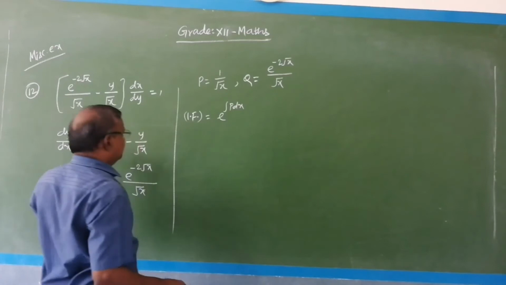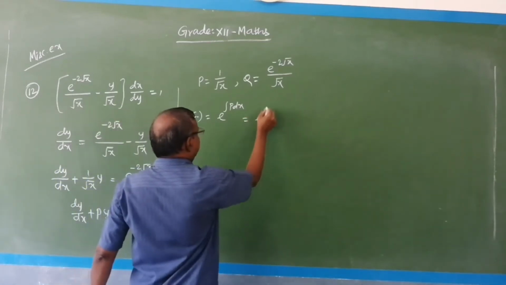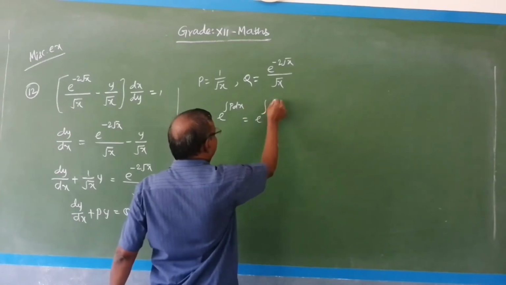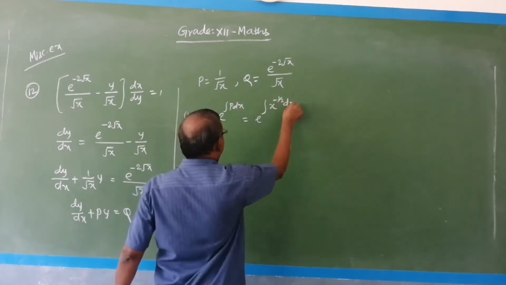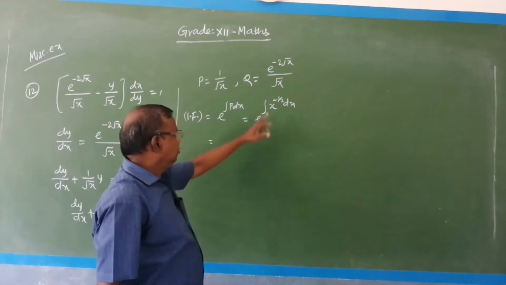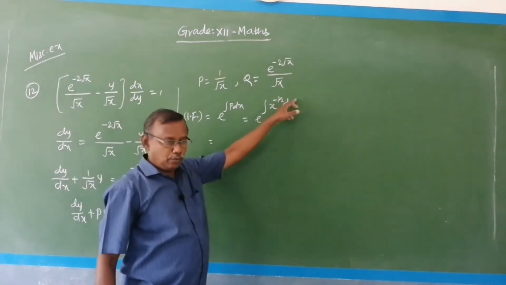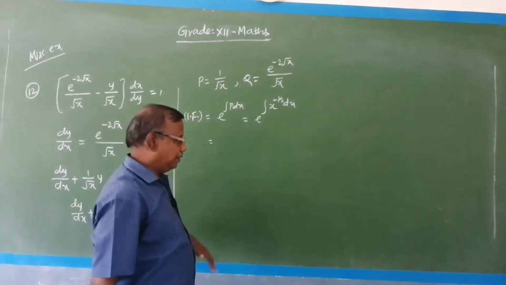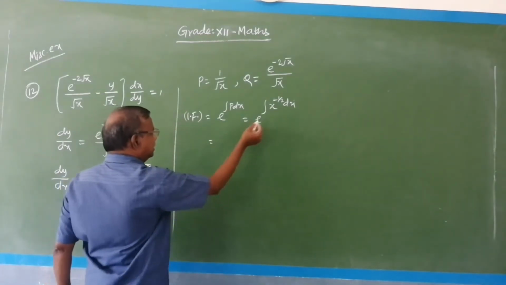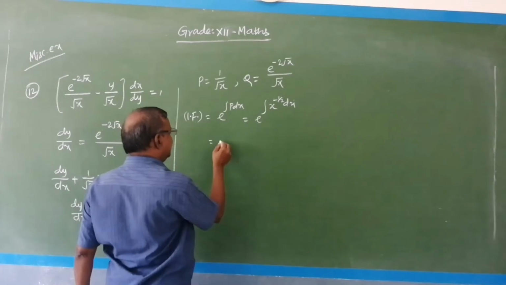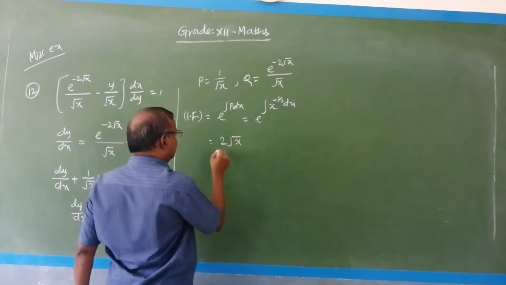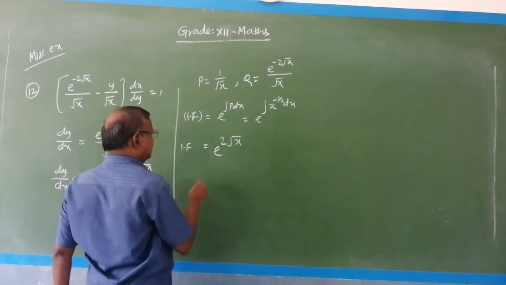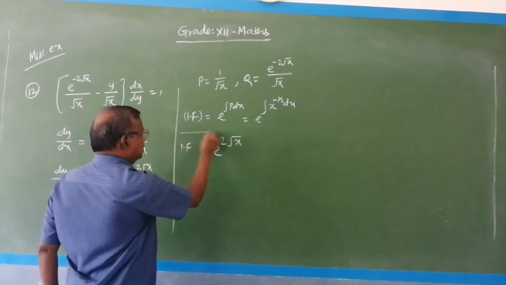So that is equal to e power integral p dx, meaning integral of 1 by root x, that is x power minus 1 by 2 into dx. That is equal to x power minus 1 by 2 plus 1 divided by minus 1 by 2 plus 1, that is x power 1 by 2 divided by 1 by 2, which means 2 root x. So the integrating factor is e power 2 root x.